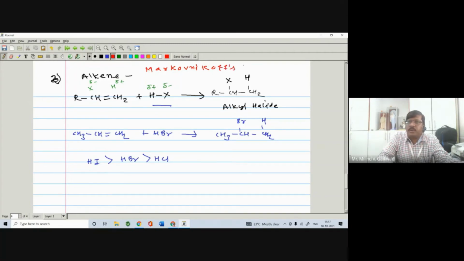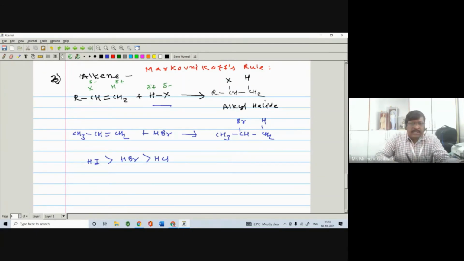Markovnikov's rule. And what is Markovnikov's rule? The Markovnikov addition rule tells us that when an unsymmetrical alkene, here is your unsymmetrical alkene, reacts with an unsymmetrical reagent, then the negative part of the reagent, X negative, will attack on that doubly bonded carbon atom which has the lesser number of hydrogen atoms. So CH has 1 hydrogen and CH2 has 2 hydrogens. So the negative part, X negative, will attack on the CH carbon. So this is the Markovnikov addition rule, right?